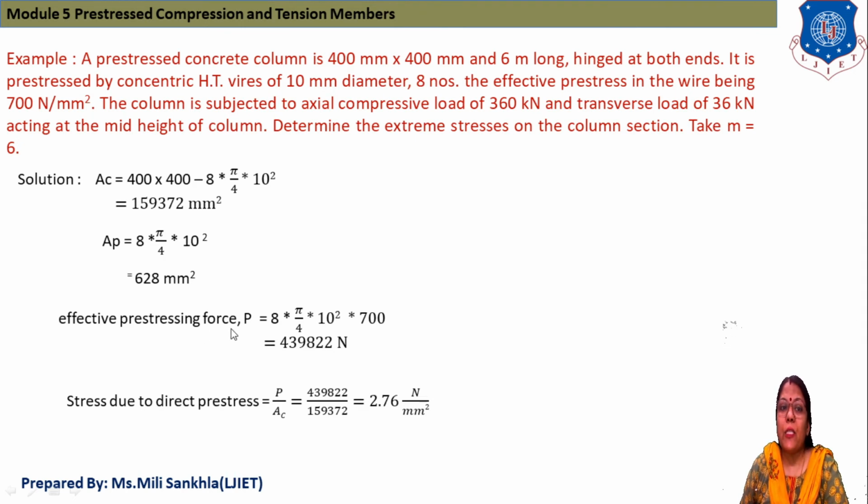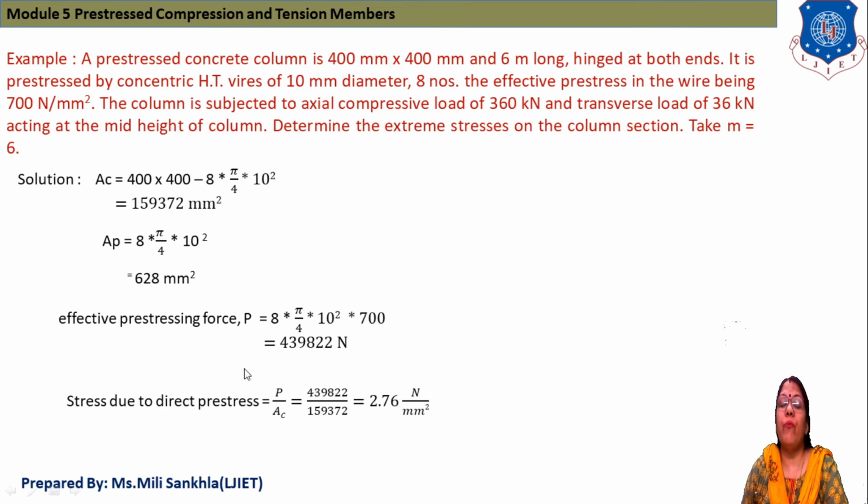Now the effective pre-stressing force P is equal to 8, that is, area of pre-stressing steel pi by 4 d square, and 700 is our stress. Ultimately it is converted into force in Newton, 439,822 Newton. Stress due to direct pre-stress is equal to P by Ac, and this P is 439,822 divided by the area of concrete that we found, 159,372, and our answer is 2.76 Newton per mm square.